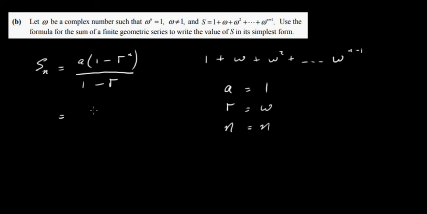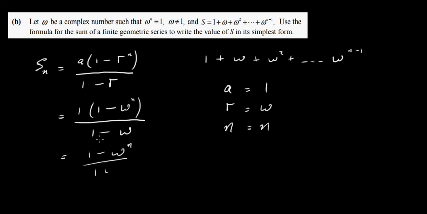Okay, now let's just stick those into our formula here. So a is 1. We have 1 minus our r here, which is omega. Our power is n. Our n is n. And then we've got 1 minus our r down here as well. Okay, so what do we do now? We can't really do any more with that other than take away this 1 here, because it's just going to be 1 minus omega to the power of n over 1 minus omega. So we can't do any more with that.